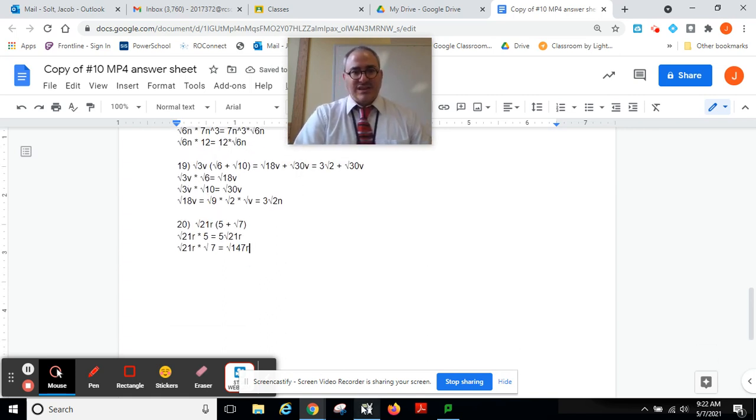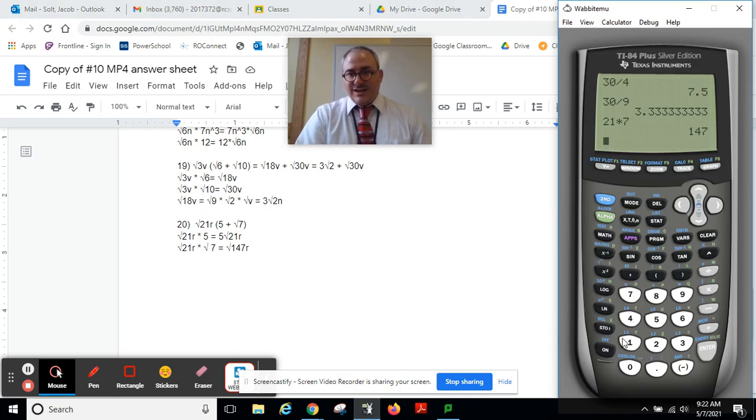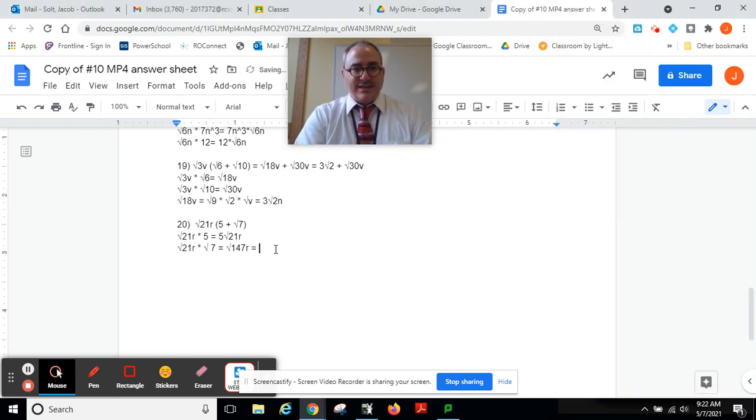I would start thinking, are there any perfect squares in 147? Can I divide that by, say, 49? I can. So this is really the same thing as the square root of 49 times the square root of 3 times the square root of r. And hopefully you know that 49 is a perfect square: 7 times 7 is 49. This is really 7 times the square root of 3 times r.